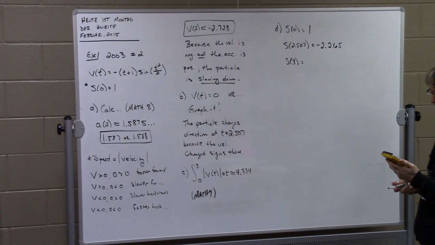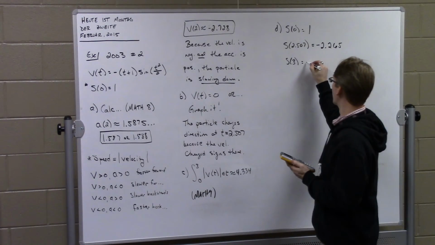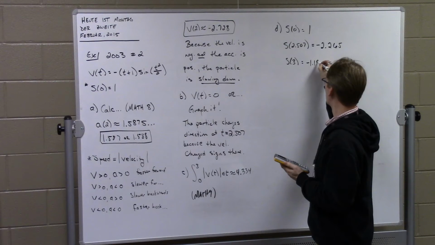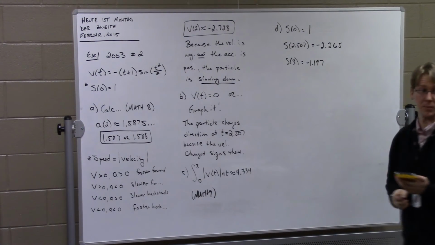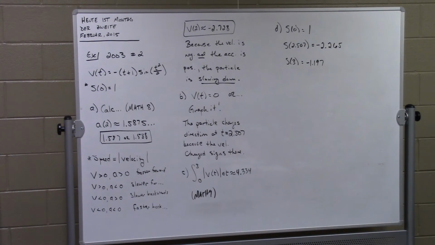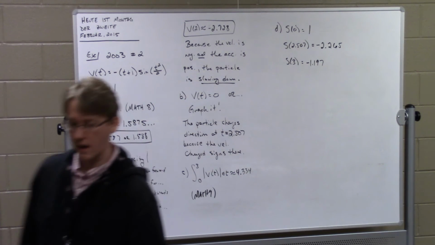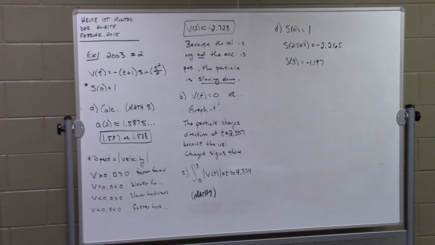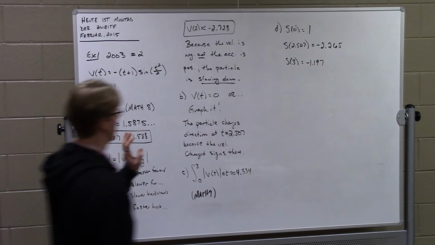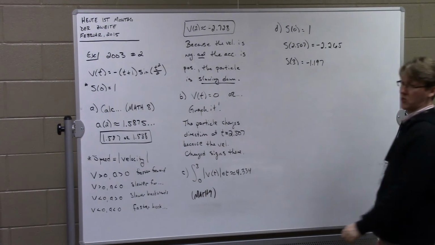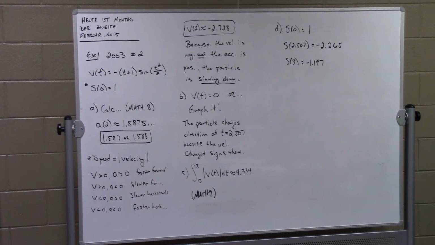Negative 0.197. Negative 1.197. That's with the plus 1 thrown in there, that's with the plus 1 tacked on. So, let me go back and read the question, make sure I'm answering what they asked. During the time interval from 0 to 3, what is the greatest distance between the particle and the origin? Show the work that leads to your answer. This is a lot of good scratch work. No, not negative. What is the greatest distance between the particle and the origin?